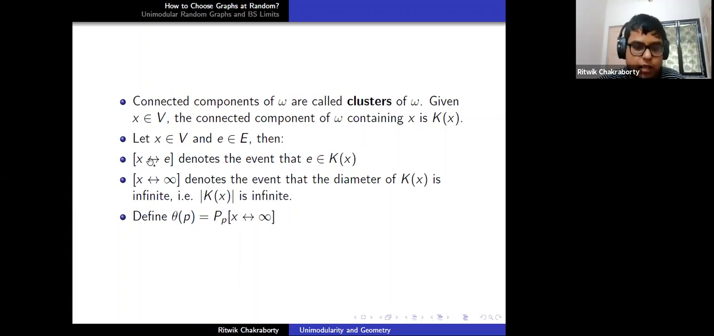Now, given any vertex x and any edge e, we are interested in two distinguished events. The first one is x connected to e, which denotes the event that the edge e falls in the cluster containing x. And the second one is the event that x is connected to infinity, which denotes the event that the diameter of the cluster containing x is infinite, which essentially means that the cluster containing x is infinite in size, right? Moreover, define theta_p to be the probability, with respect to the Bernoulli p percolation measure, that x is connected to infinity. So what does this essentially measure? That basically means that once I've chosen my survival parameter p, this theta_p spits out the probability that, given such a vertex x, the cluster that x belongs to is infinite.